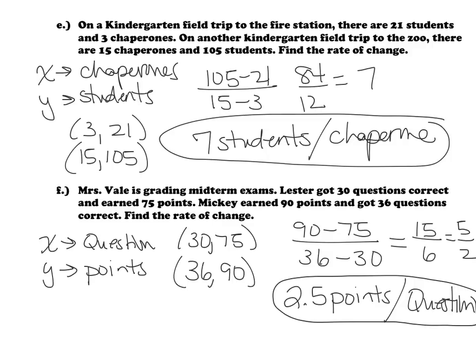So there is the answer to F. It would be 2.5 points per question. Let me know if you've got any questions. If you're good, go ahead and move forward.